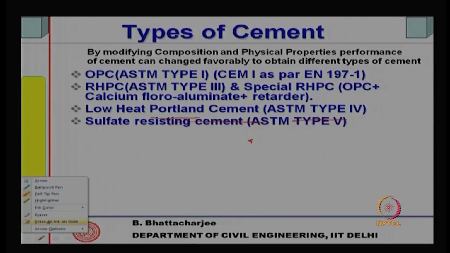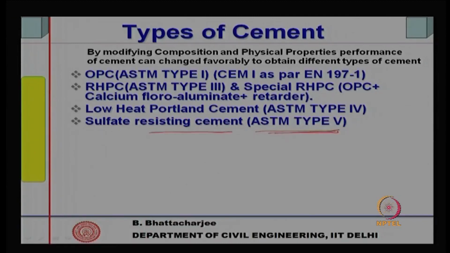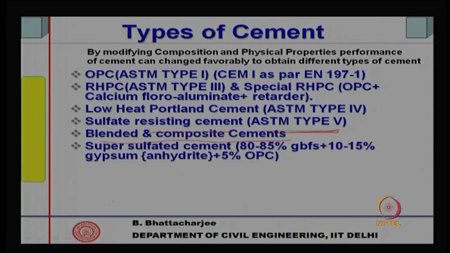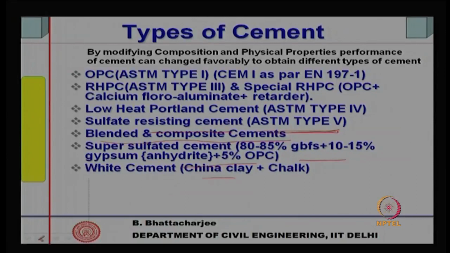Then sulphate resisting cement, which is ASTM type 5. I will come to type 2. ASTM type 5 is sulphate resisting cement, and again we will see how these cements are actually, how do we manipulate the composition of the compounds in cement to obtain all this. Then of course, we have blended and composite cements. Supersulfated cement is a sulphate resistant cement. We will come back to this slide a little bit later on, and white cement is used for decorative purposes.